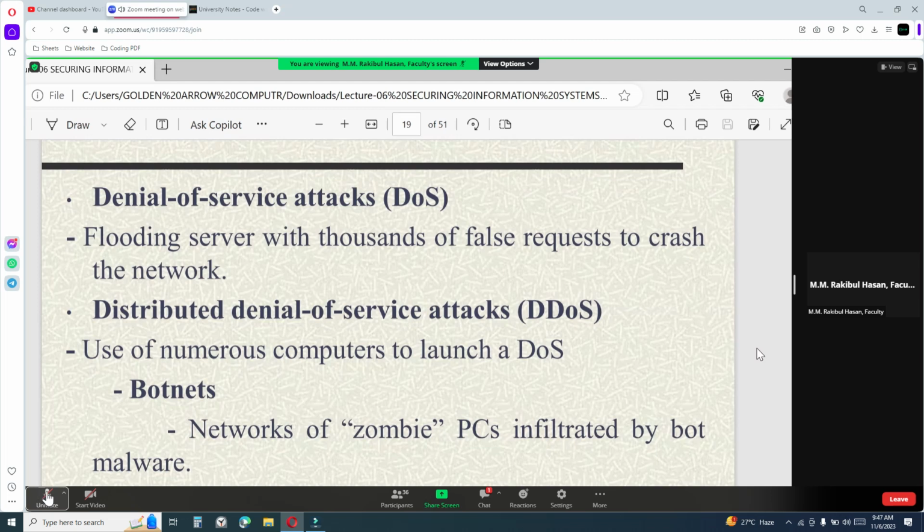So these are some computer crimes we learned: spoofing, sniffing, and DOS, anti-DOS.